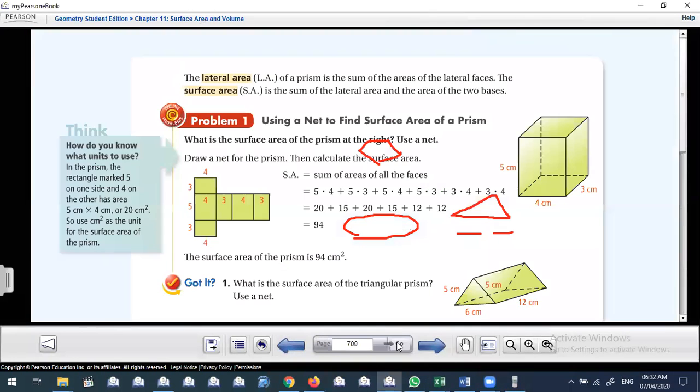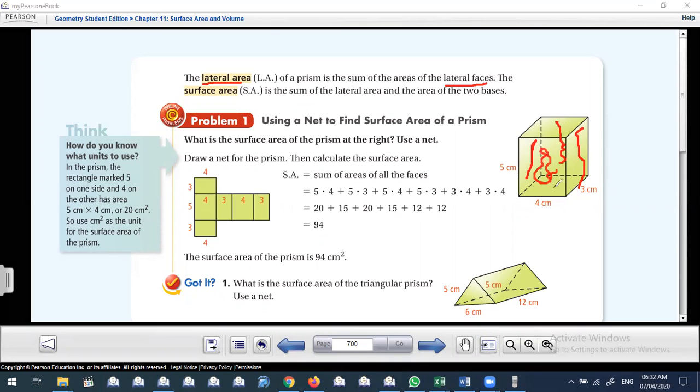Let's start with our rule. What is the meaning of lateral area? Lateral area of a prism is the sum of the areas of the lateral faces. What is the meaning of lateral faces? Lateral faces means this face and this face, this one is behind, and this face on the left, and this face in front. So 4 faces only. So lateral area is the sum of areas of all faces except the base.